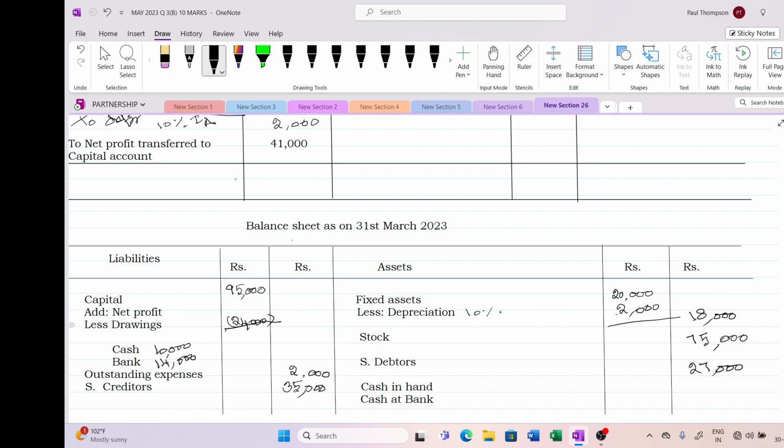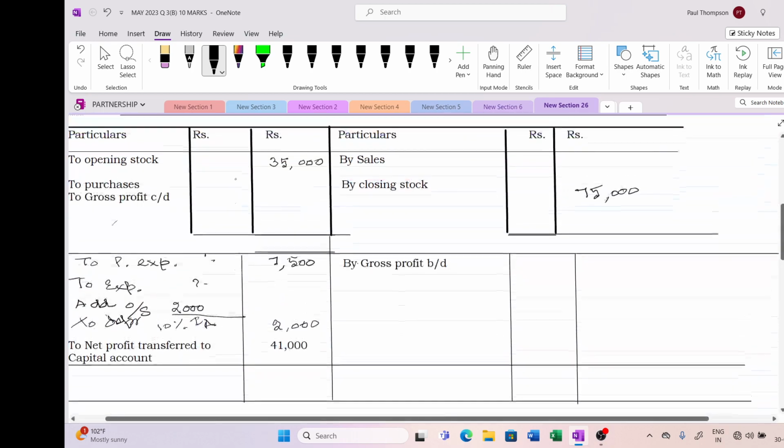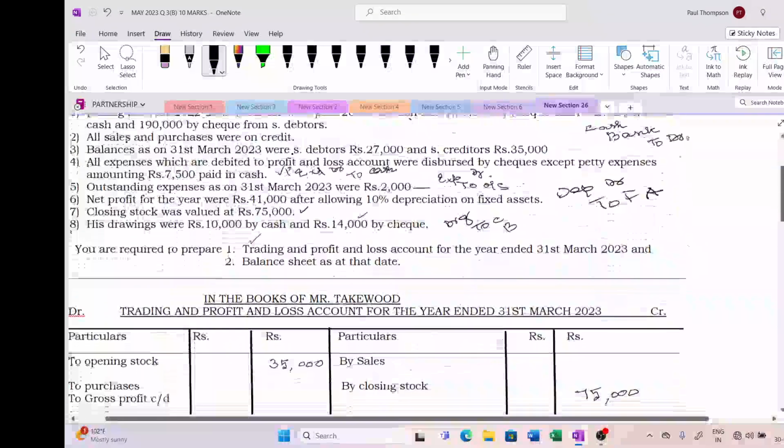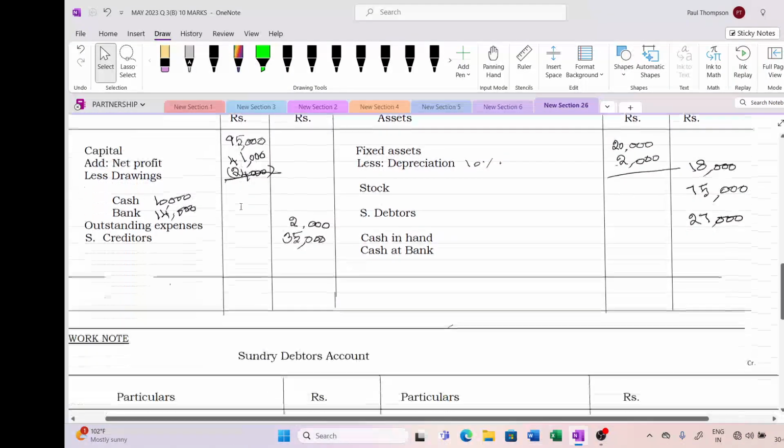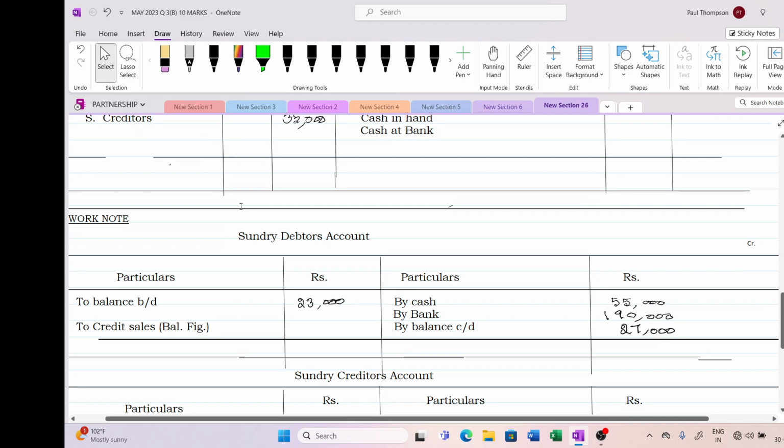Okay. So net profit already we know 41,000. The sum they have given the net profit. So I am writing here. So we will be doing it later. So now drawing is also over. All the points we have covered. Now we have to close one by one account.